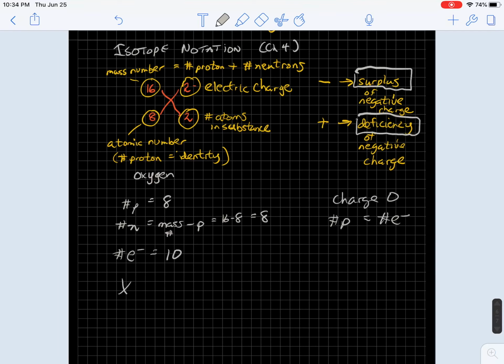2 extra electrons. And then they will ask you, what does X represent? And we know that X represents an oxygen atom. How many oxygen atoms in this substance? 2.